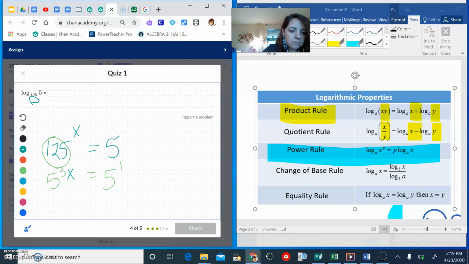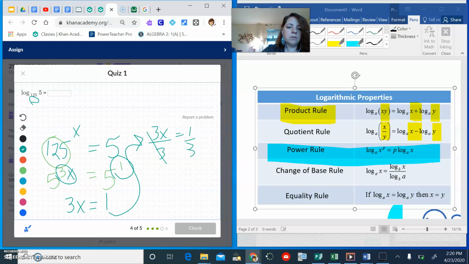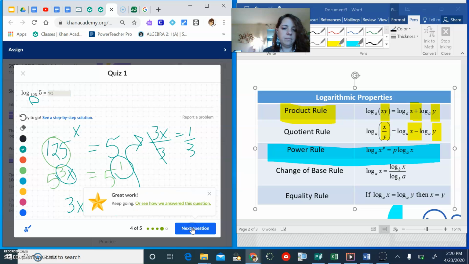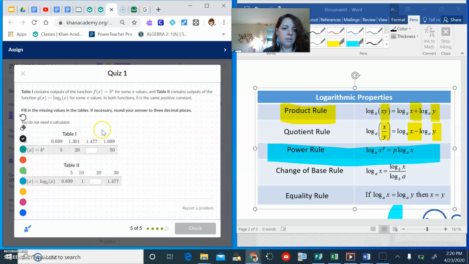Now the good news is my bases are the same, so I can compare the exponents now. So 3x equals 1, and then I'm just going to solve that, right? So divide both sides by 3 to undo that multiplication. So the answer here is 1/3. Ka-chow!